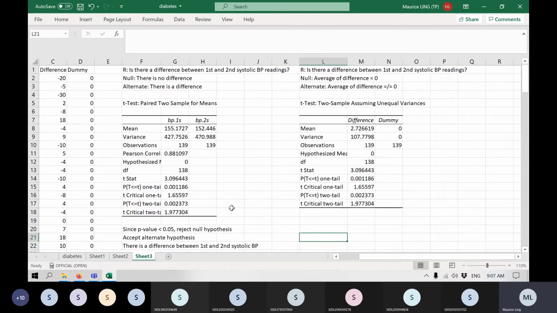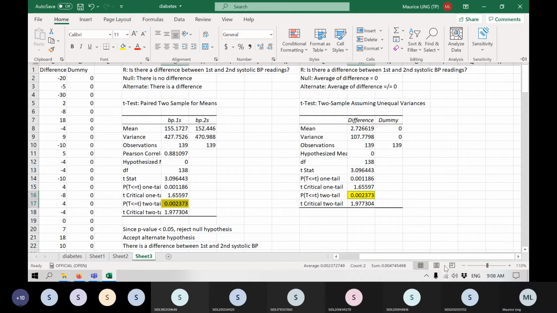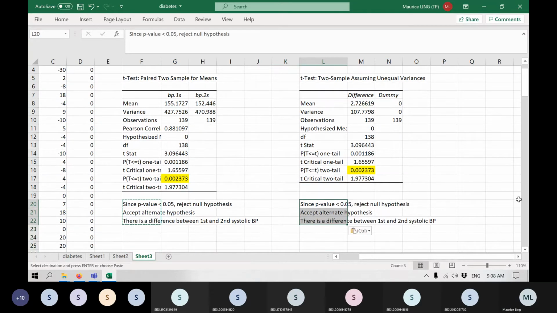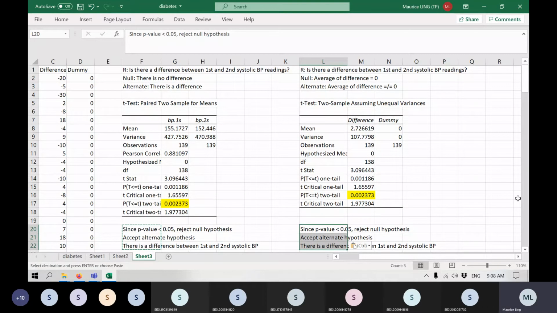You realize that the p-value is the same. It's an identical p-value. In fact, the t-statistic is also the same. That's why it gives you the same p-value. So, conclusion: that is how you do a one sample t-test, which also makes a paired t-test really a one sample t-test.